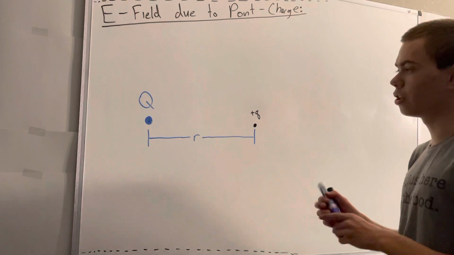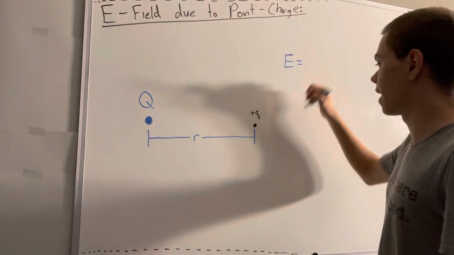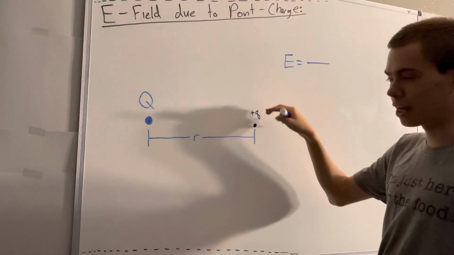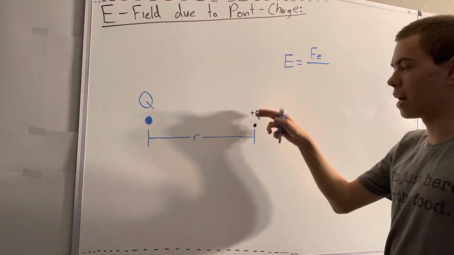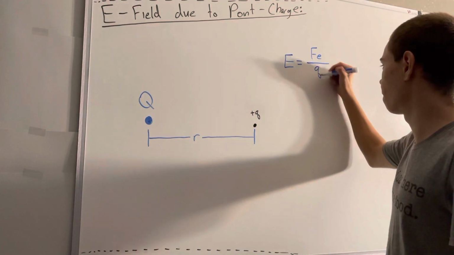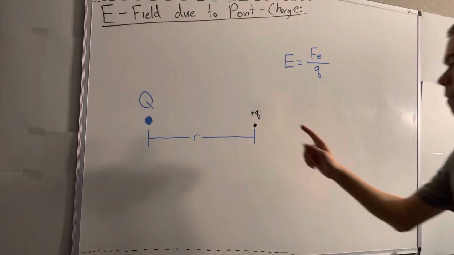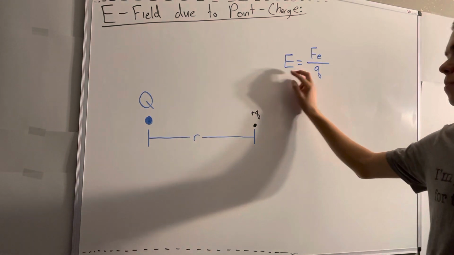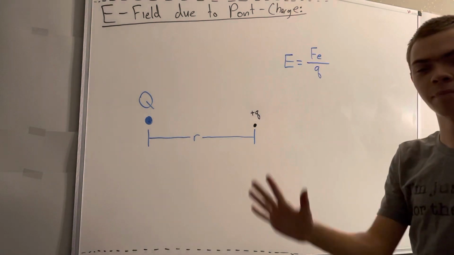And we know that the electric field acting on our test charge is just the electrostatic force acting on our test charge divided by the value of our test charge. So just Fe over lowercase q. Now you might be thinking, as the value of our test charge increases, the electric field decreases, because we'd be increasing the value of our denominator. But that's not actually what happens, right?